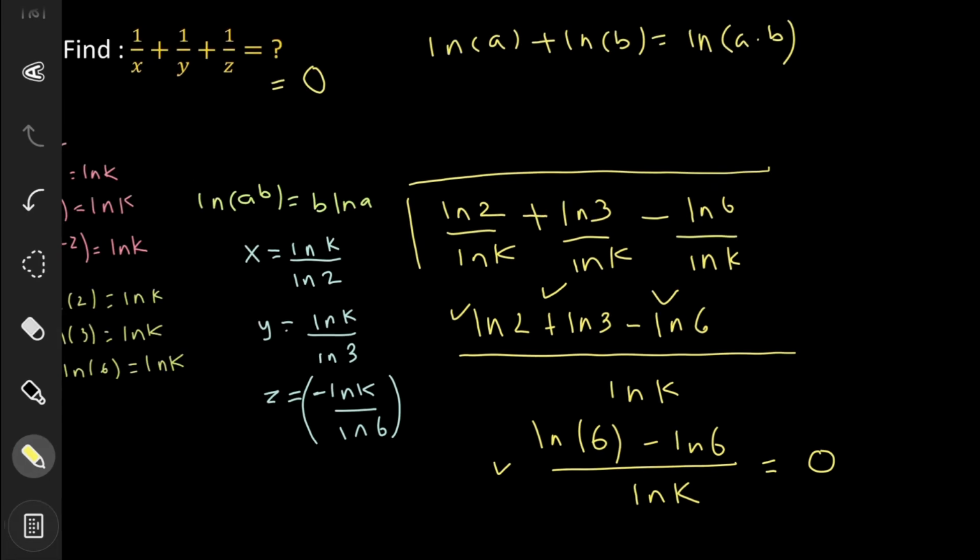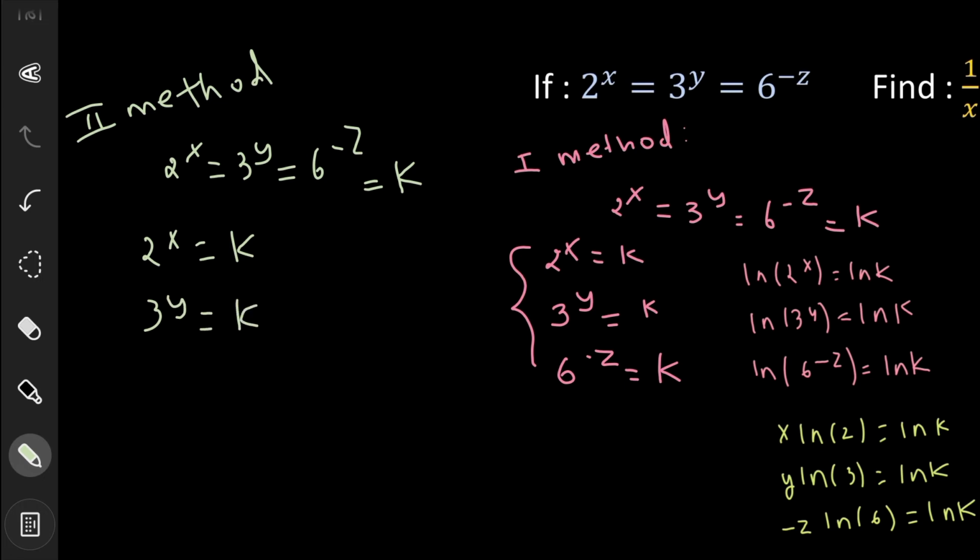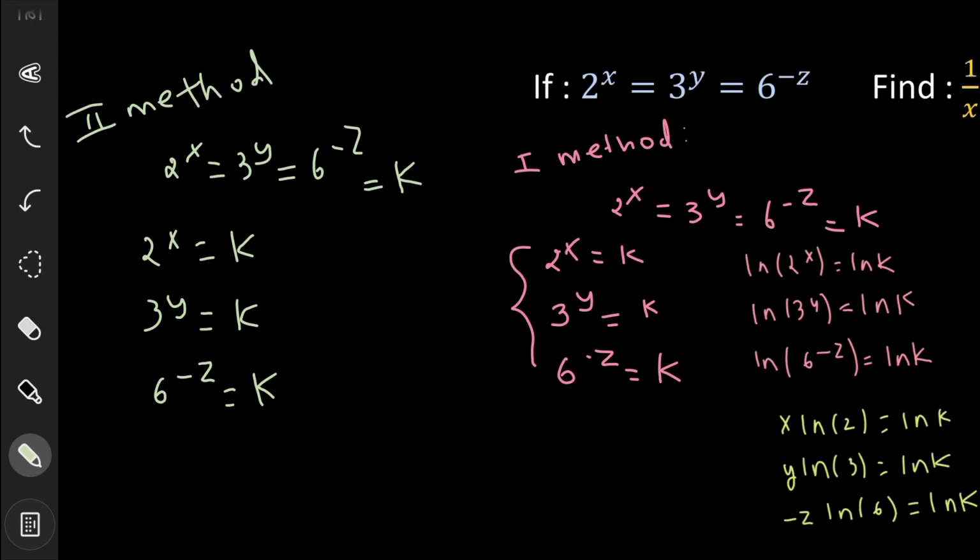Okay. Now let us see the second method, that is much better than this one. Now in the second method also, I will equate 2 to the power x equals 3 to the power y equals 6 to the power negative z equals k. Therefore 2 to the power x equals k, 3 to the power y is also equal to k, and 6 to the power negative z equals k. Now you can see that these two steps are common between these two methods. Okay. Now instead of using the logarithms, we will use the exponentials over here.